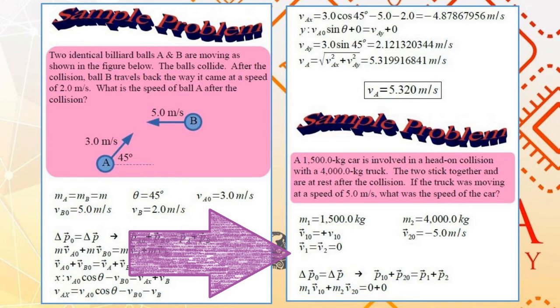And the two are at rest and they stick together after the collision, so they have the same final velocity of 0. Using now conservation of momentum, initial momentum is equal to final momentum. P1 initial plus P2 initial is equal to P1 plus P2. The final velocities are 0, therefore the final momentum are 0. This gives us M1 V1 initial plus M2 V2 initial is equal to 0.